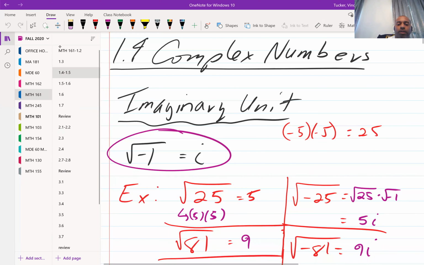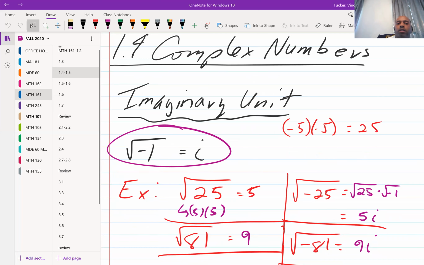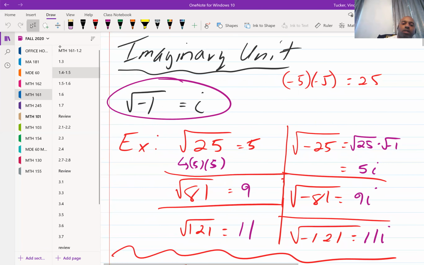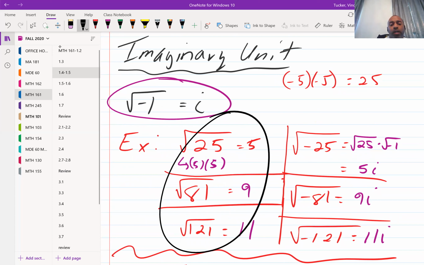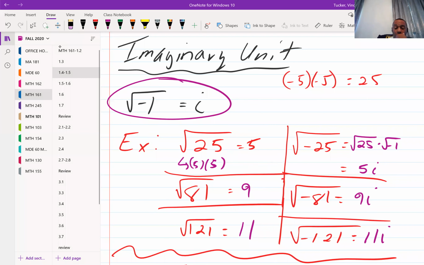So where that comes into play, let me see if I can scroll up. Yep. Looking at this side, just taking the square root of a positive number. The square root of 25 is 5, because 5 times 5 is 25. Square root of 81 is 9, because 9 times 9 is 81. Square root of 121 is 11. Once again, that's because 11 times 11 will give us 121. But if I have the square root of a negative number, there's no number times itself that will give you a negative number.